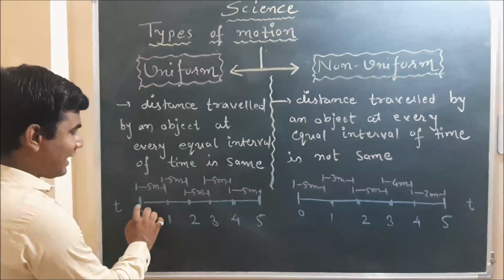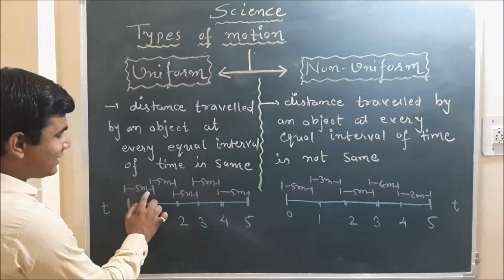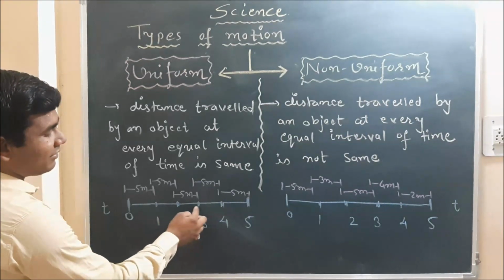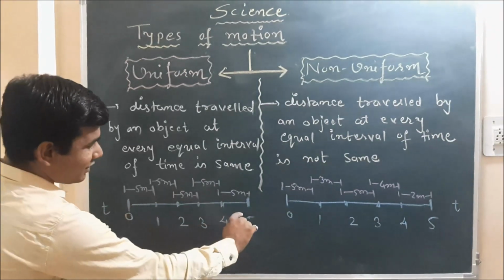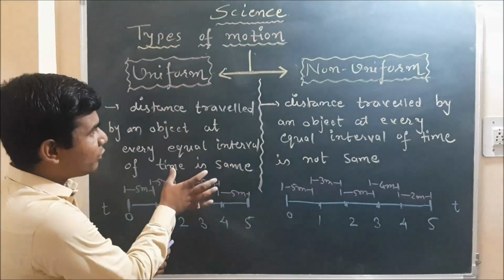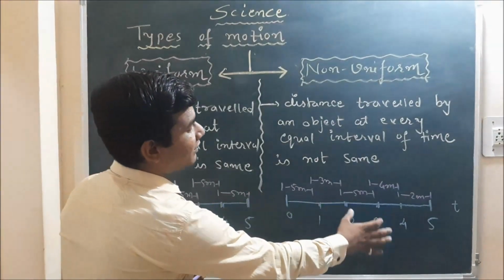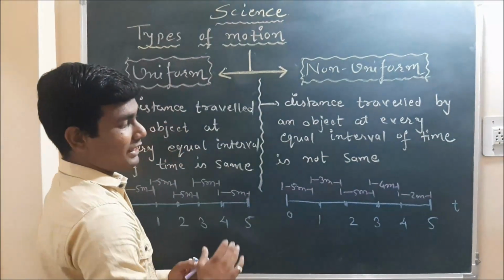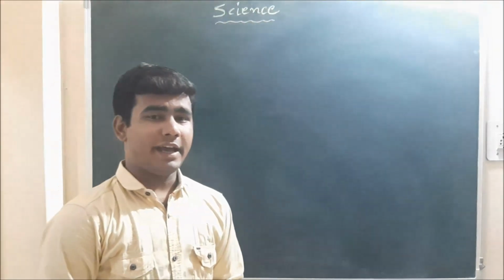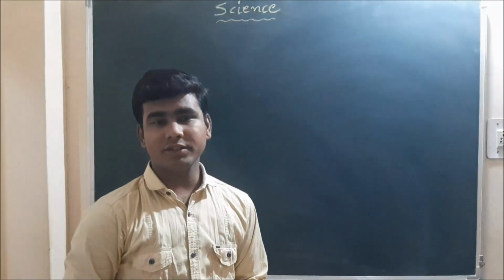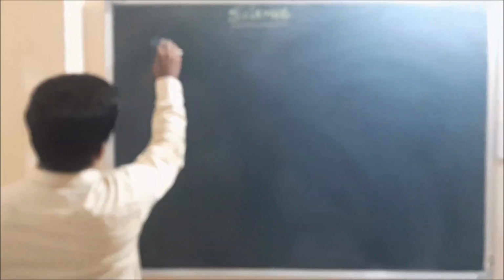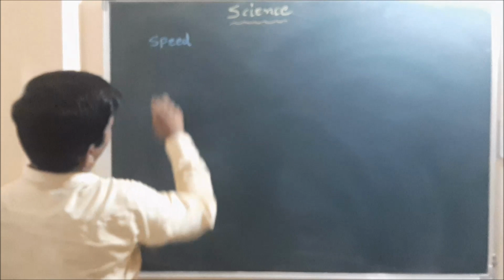Here you can see that at every equal interval of time, the time is the same and the distance traveled by the object is also the same. So this is uniform motion, and here at every equal interval of time the distance traveled by the object is different, so that is considered as non-uniform motion. As we have seen what is uniform motion and what is non-uniform motion, now we will take another concept, that of speed and velocity.